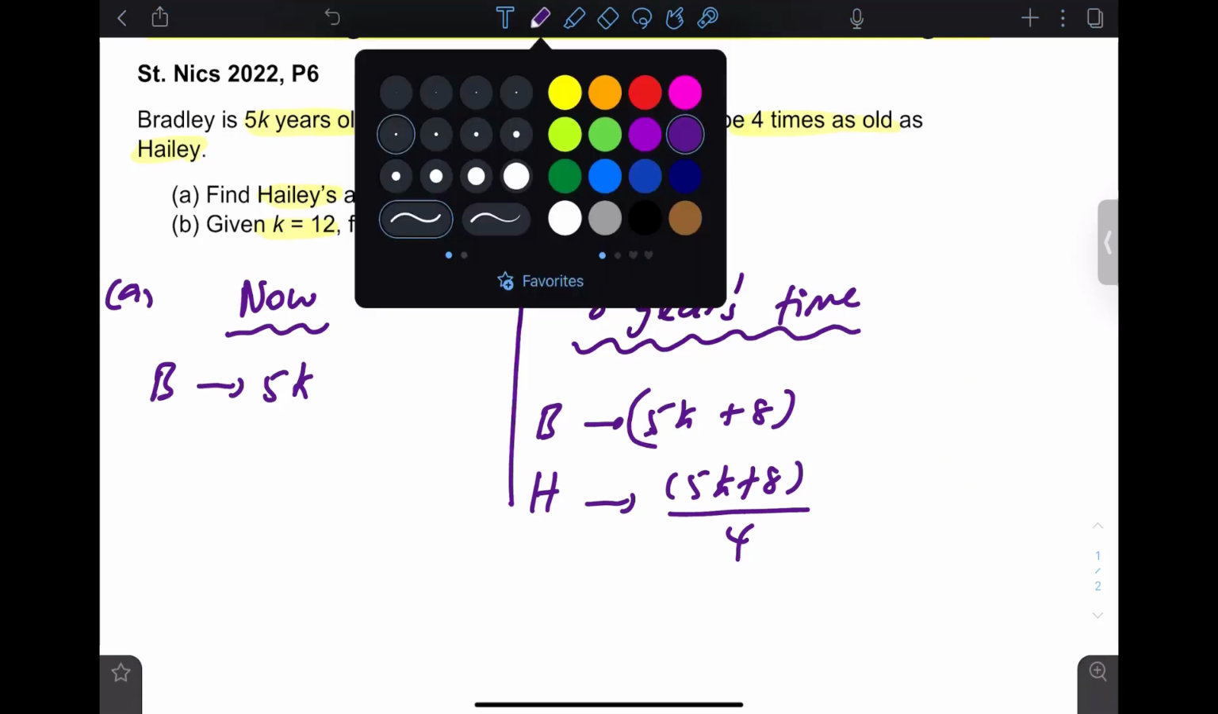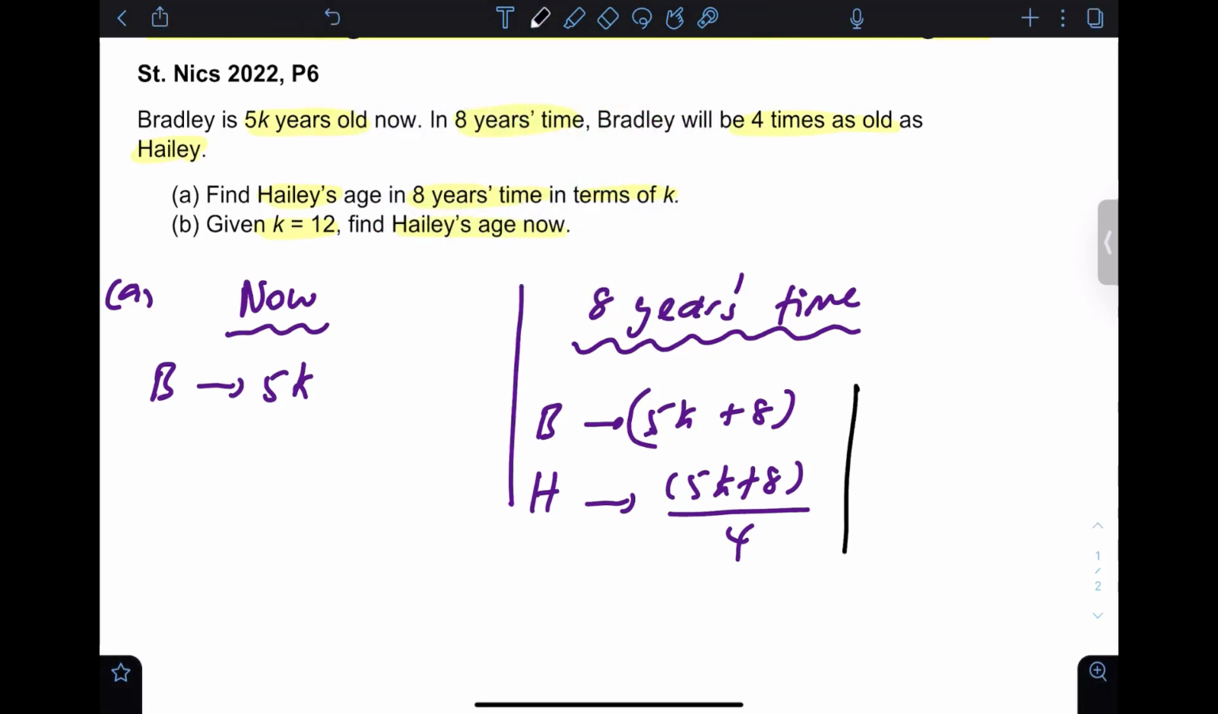Another way to actually look at this is you can use a unitary method. So 4 units is 5k plus 8. Then you just need to find 1 unit, which is for Haley. So 5k plus 8, everything over 4. Okay, put your brackets here. This is the answer for part A.